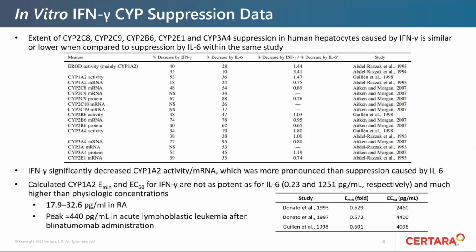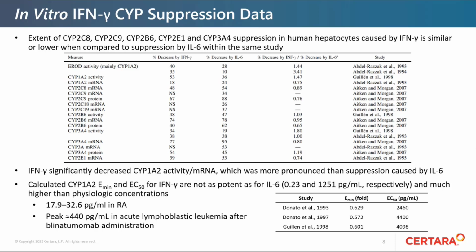Okay. So for interferon gamma, I'm showing the same table here, but I just want to highlight this last column here. Interferon gamma generally has a similar or reduced suppressive action when compared with IL-6, with the exception of 1A2, where interferon gamma could be a more potent suppressor. There are no reported EMIN or EC50 values describing the interferon gamma suppression of CYPs, and the majority of in vitro data have been measured at a single interferon gamma concentration.